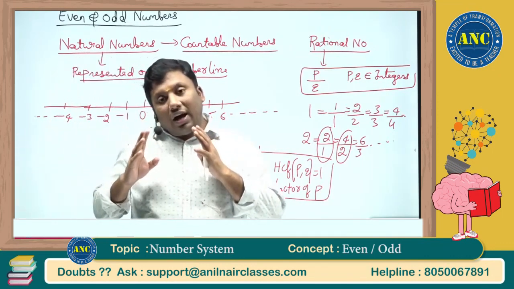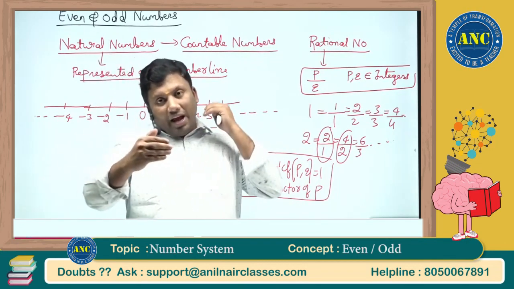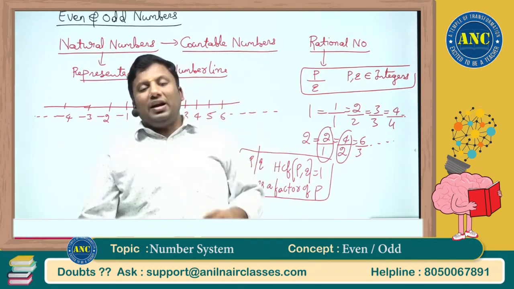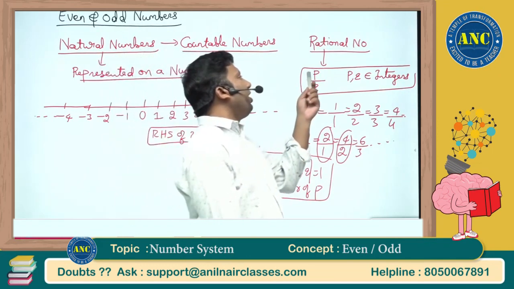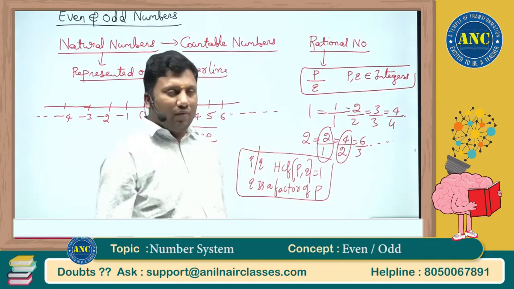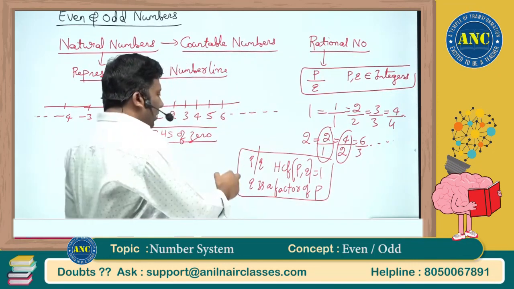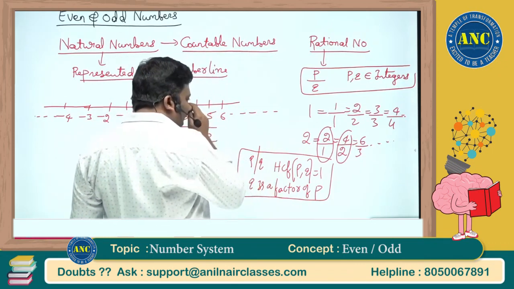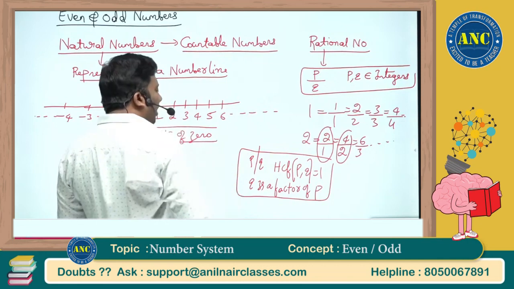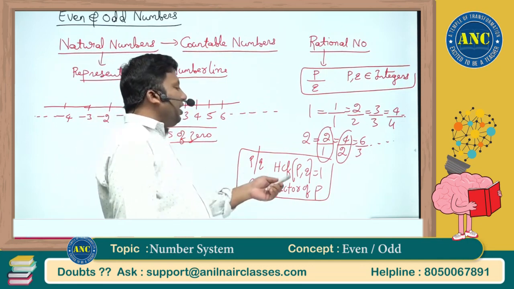A fraction will have a numerator and a denominator. The condition is that the numerator and denominator should take integer values. Now, if you can represent a rational number in such a way that the denominator is a factor of the numerator, that is, Q is a factor of P.